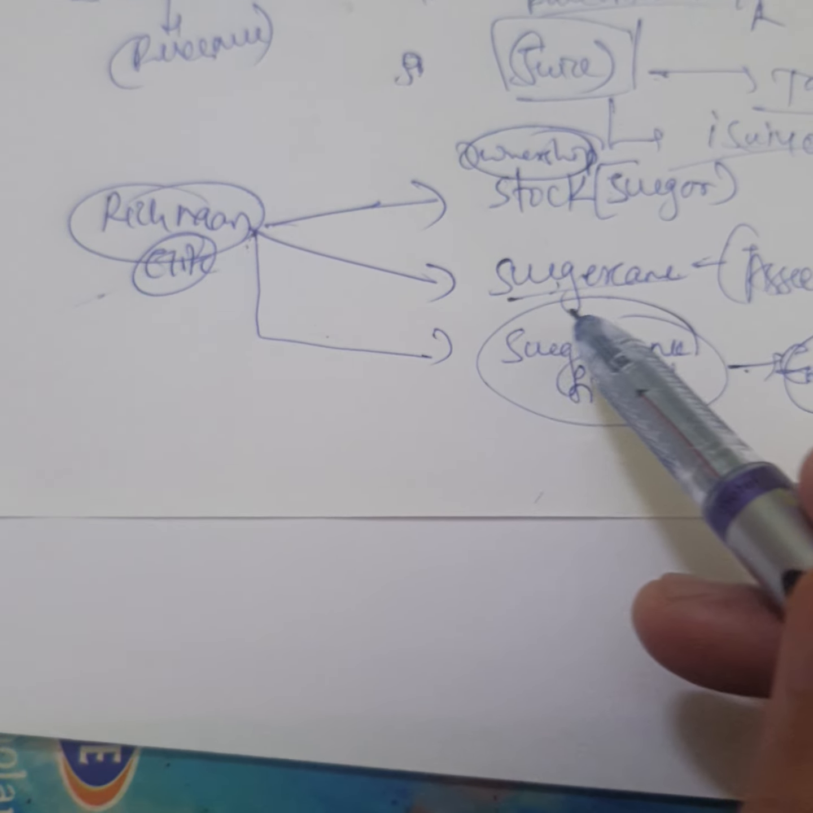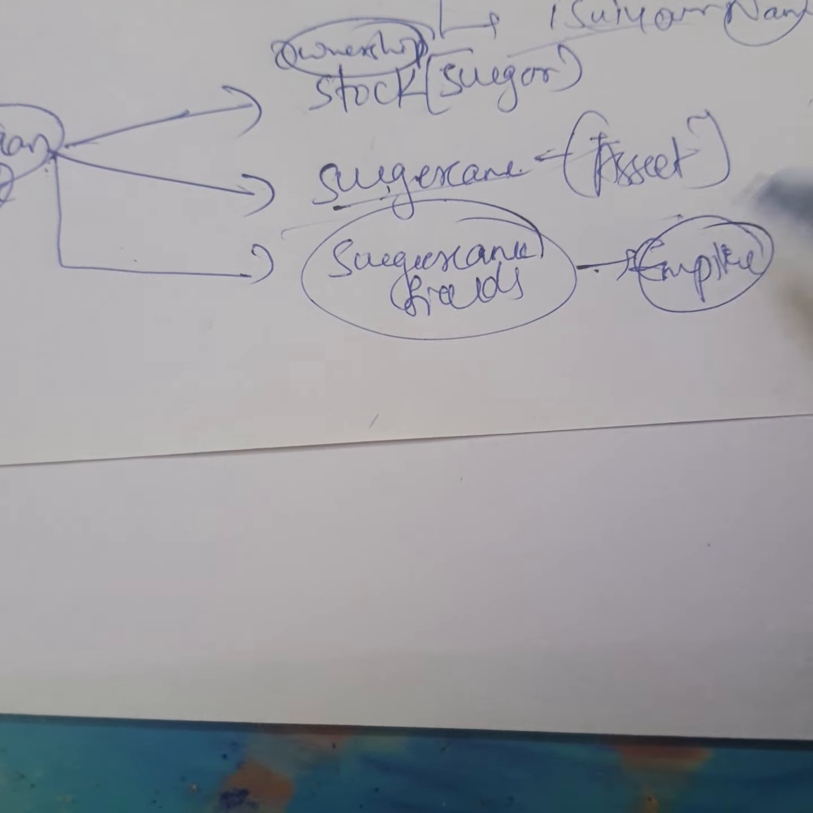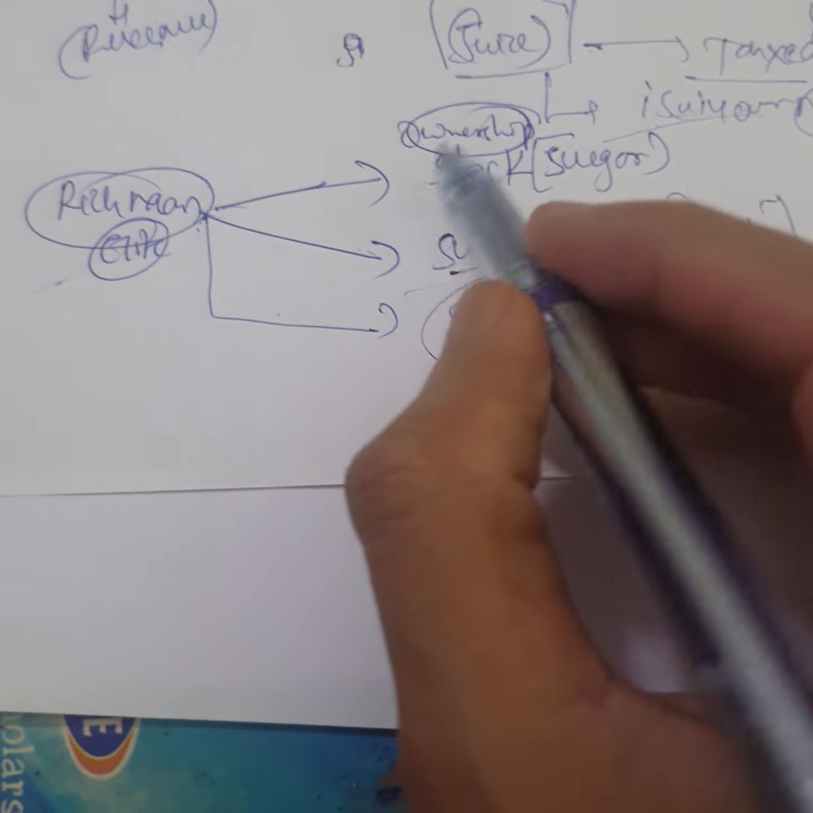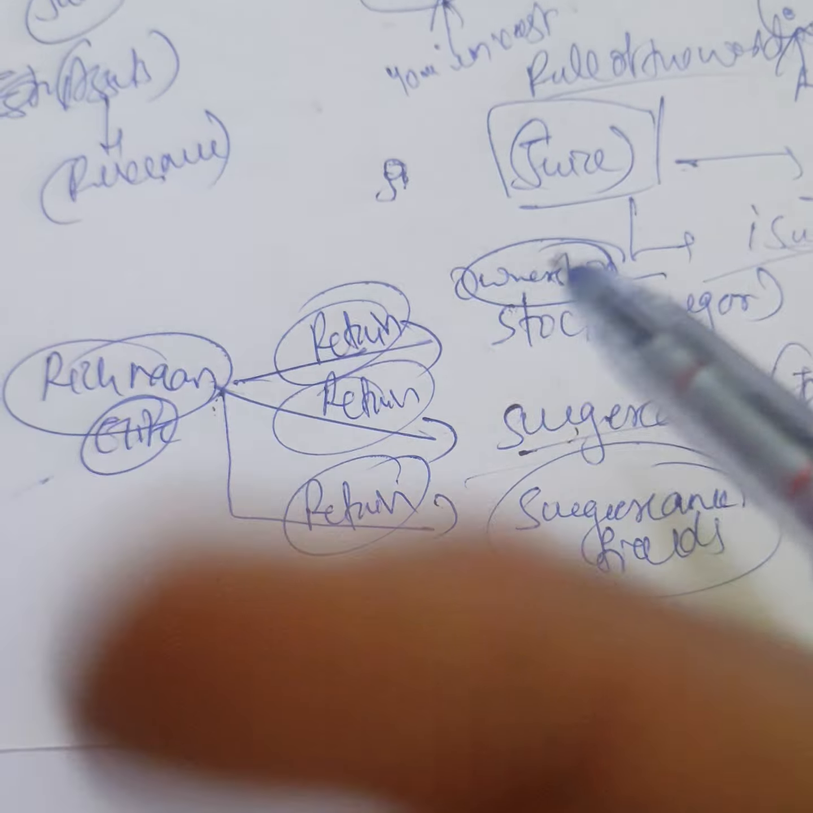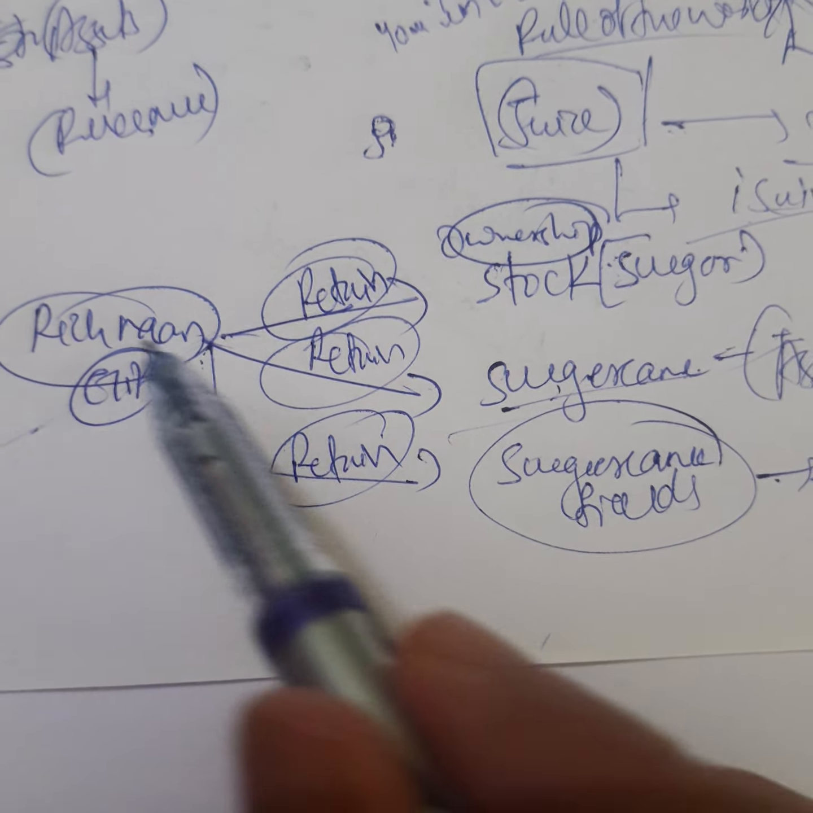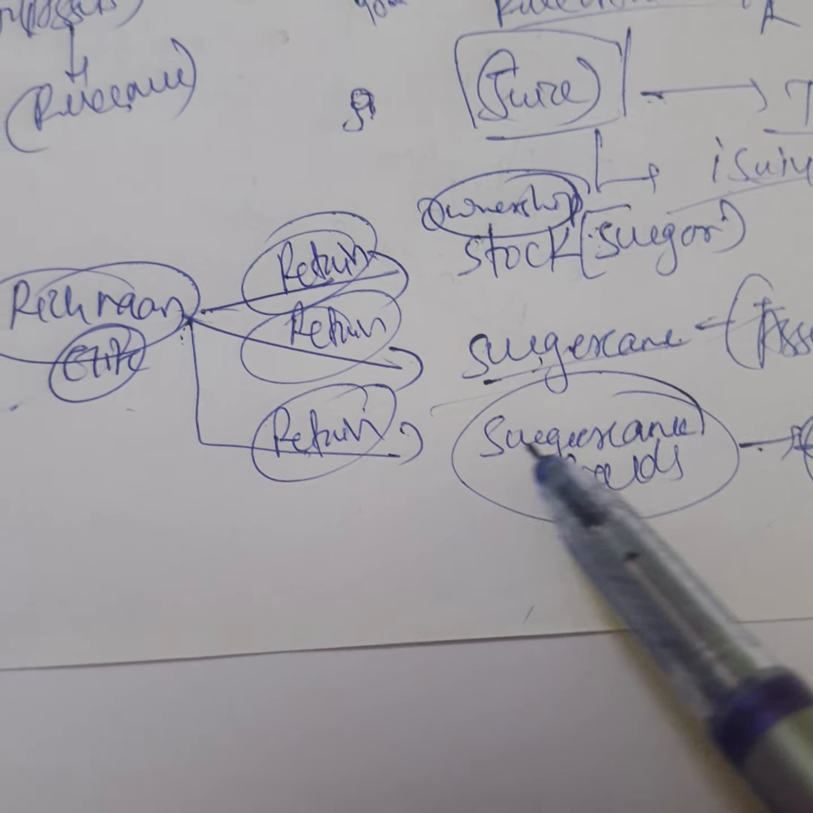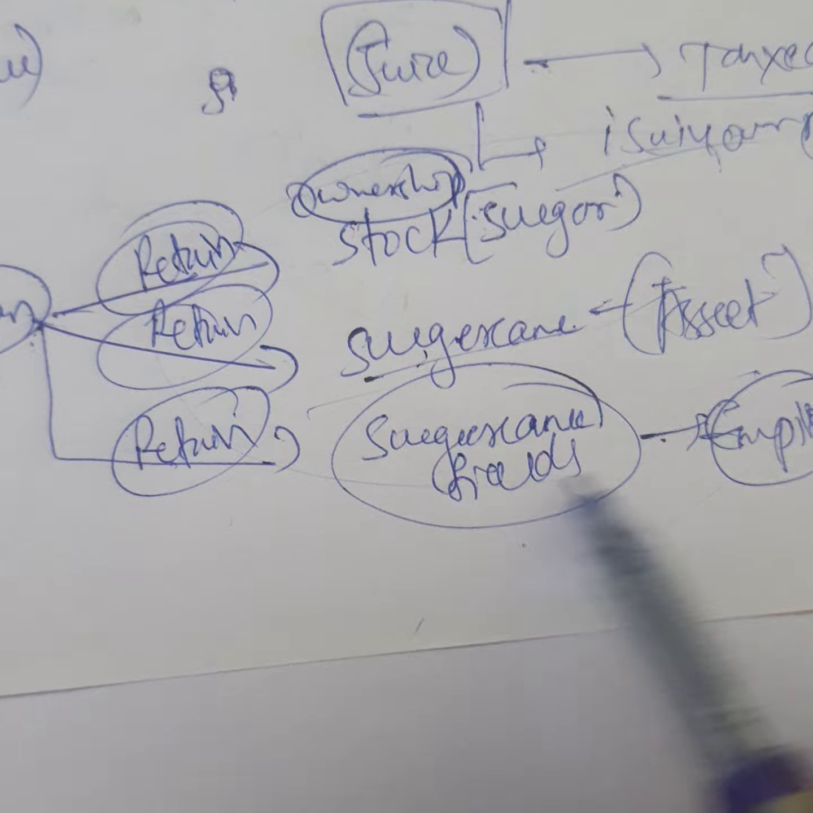So what he wants is to retain the sugarcane fields, the assets, the empire, everything. He does not want to sell anything. He wants to retain the stock, the sugar, the sugarcane fields. All three things he has to retain.